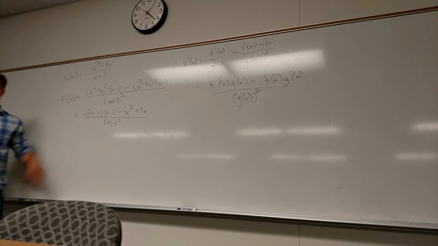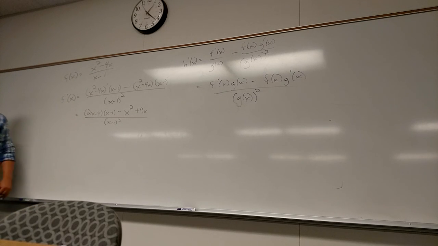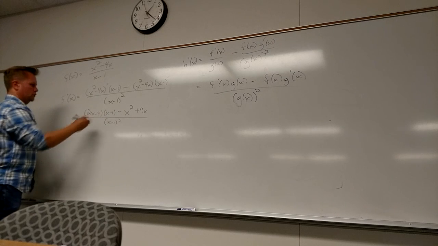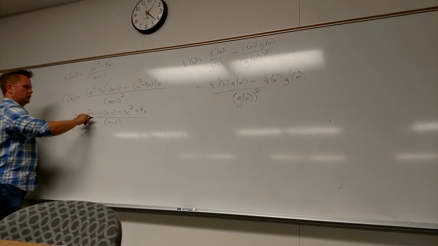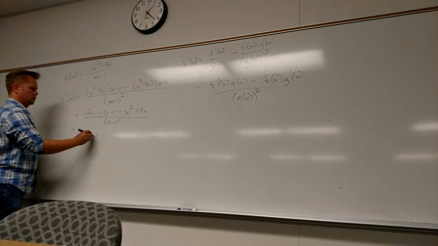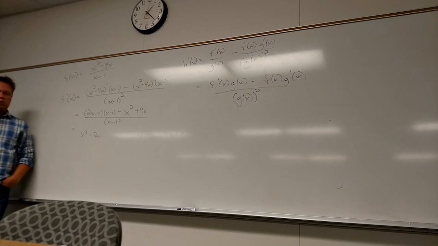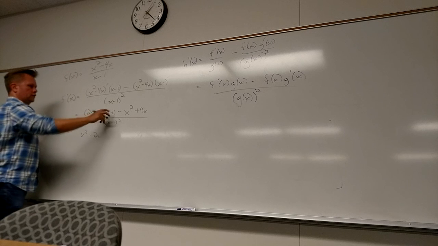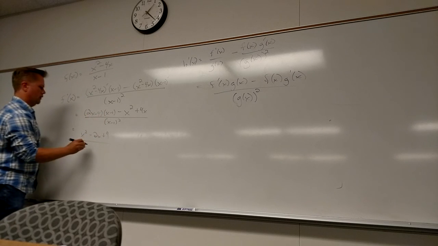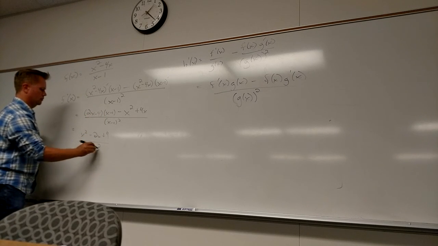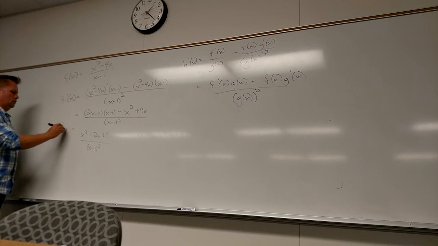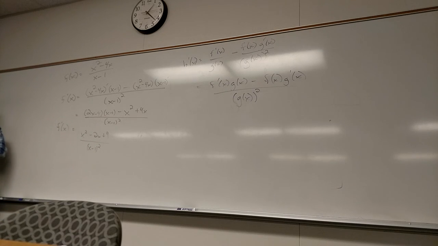Now it's just algebra cleanup. So you get 2x squared minus x squared is x squared. Minus 4 minus 2 is minus 6x plus 4x is minus 2x. And then plus 4. Can you factor the top? Can you factor the top? No. Can't find factors of 4 that, at least not nice ones, let's say. Can you factor it over the rationals?